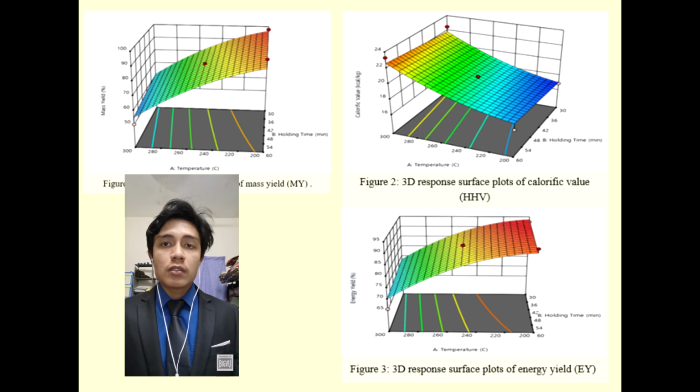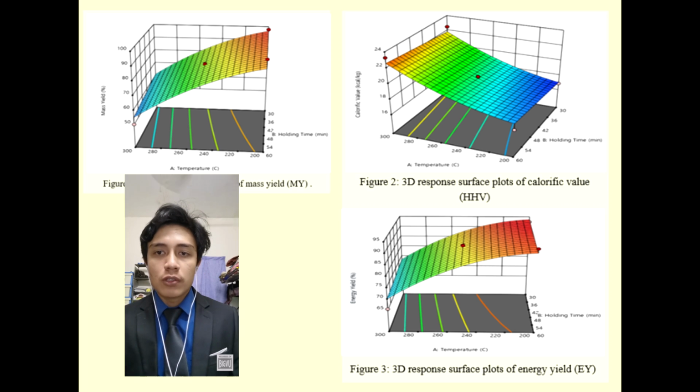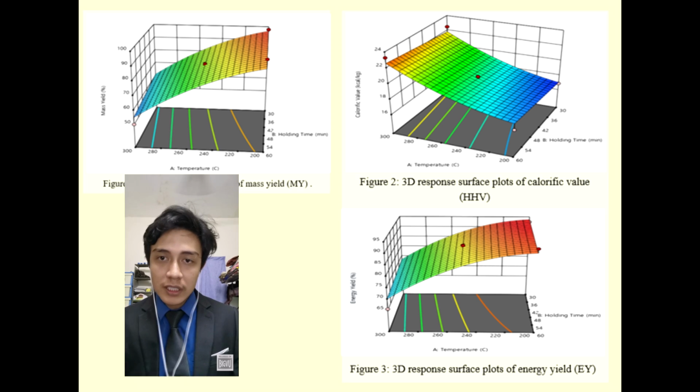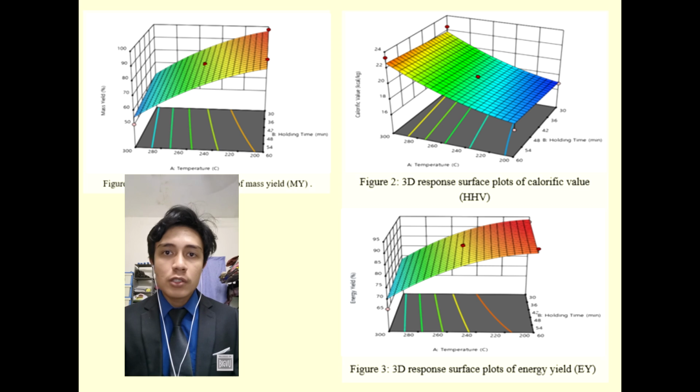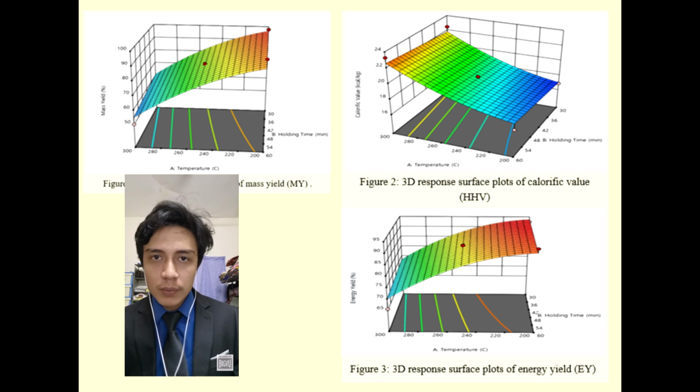Figure 1, Figure 2, and Figure 3 show the response surface graphs for the three responses. Figure 1 shows that the mass yield decreased from 97.8% to 50% for the temperature range of 200 degrees C to 300 degrees C. This is due to the decomposition of the torrefied bamboo pellets.